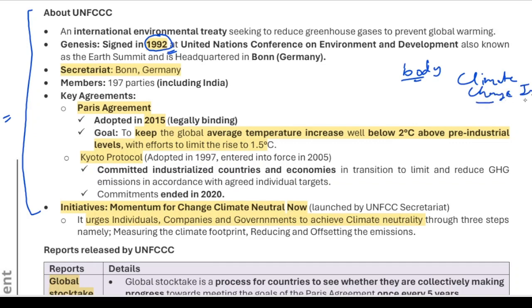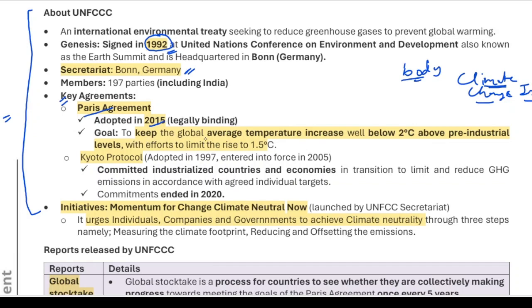Okay, climate change. This is a body which is primarily responsible for climate change and global warming issues. So this is the body that deals with it. Its secretariat is in Bonn, Germany. Okay, key agreements under this UNFCCC is the Paris Agreement that came into existence in 2015.